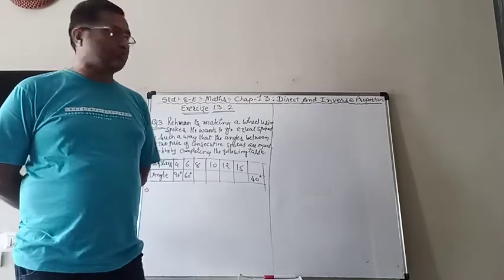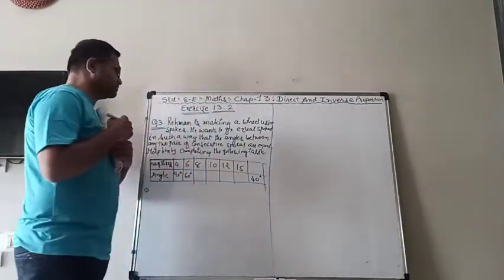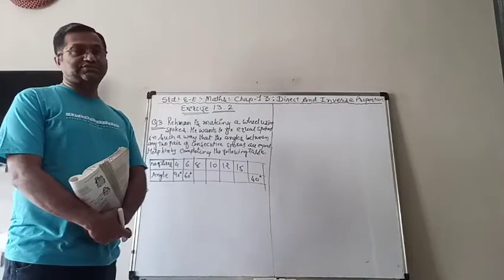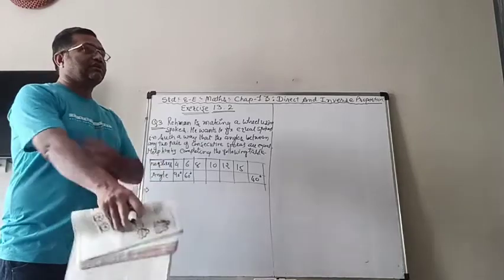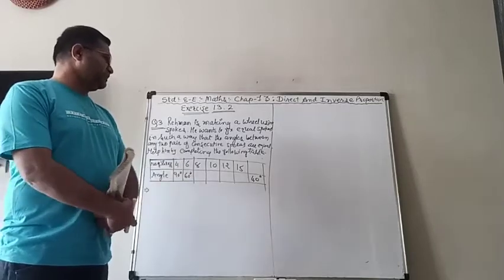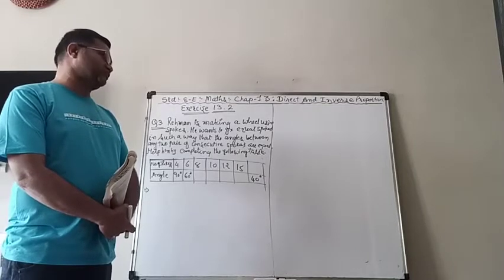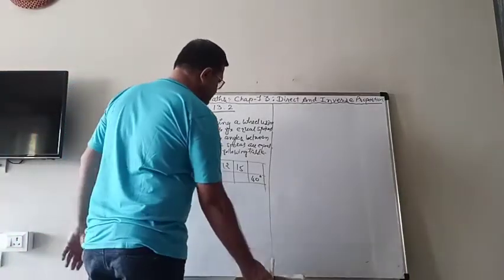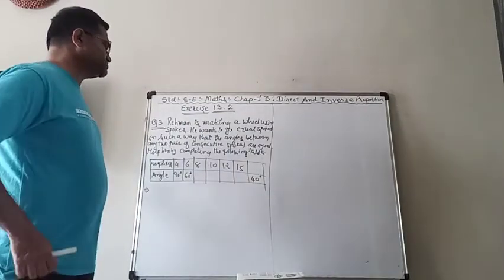Exercise 13.2 was started and first question was done. Let us do the second question. Here given that Rahman is making a wheel using spokes. Spokes means the wires inside the wheel of your bicycle wheel. He wants to fix equal spokes in such a way that the angles between any two pair of consecutive spokes are equal. So now we have to complete the table and also give the answer of the three questions here.